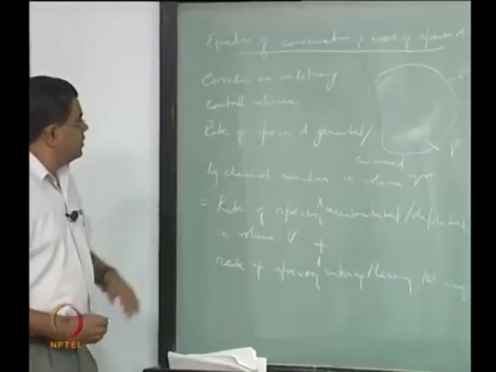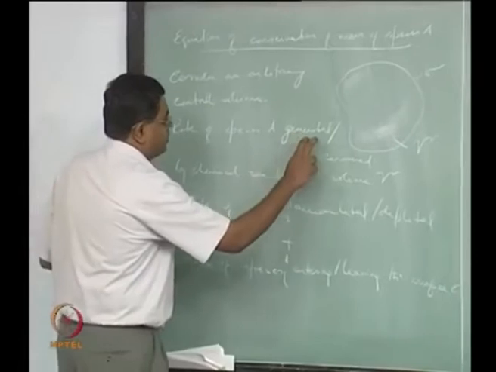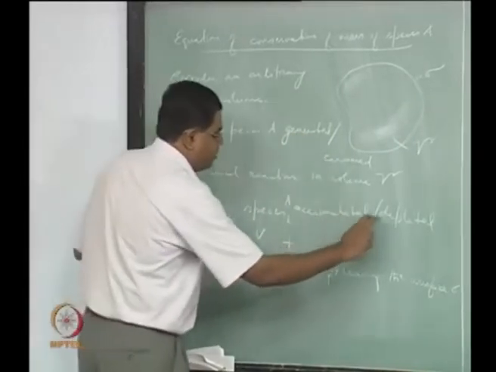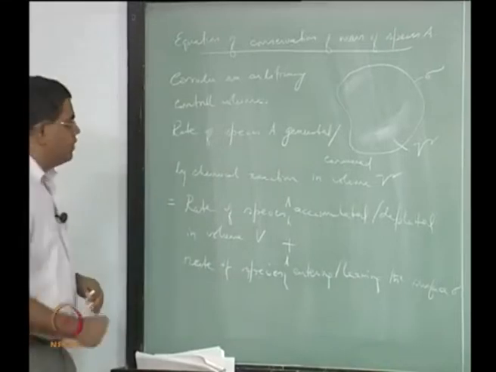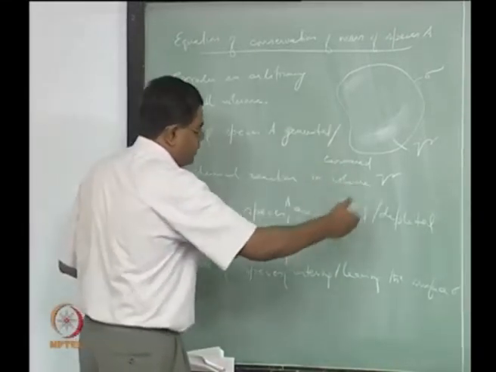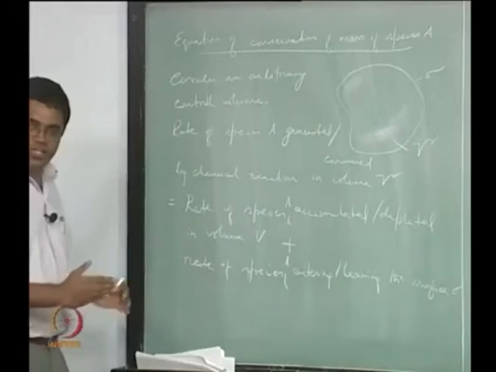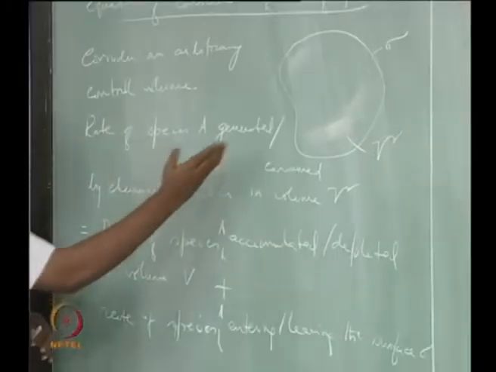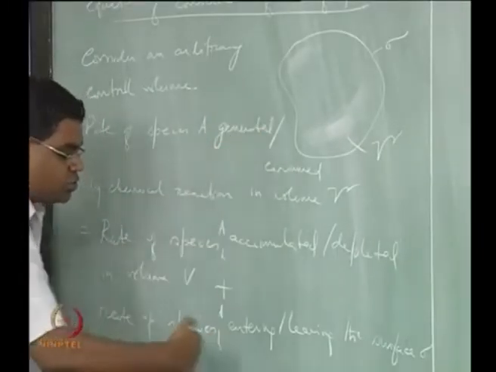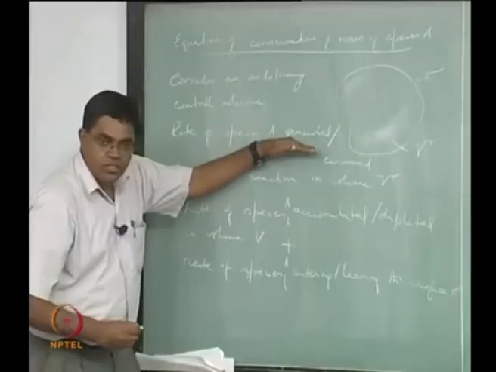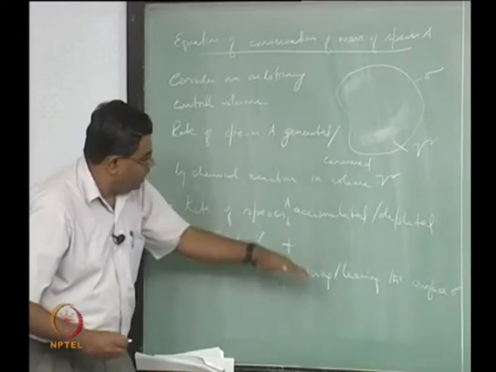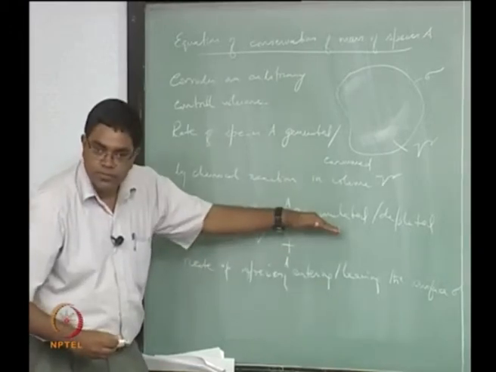So in other words, we will now see that there are these three things: generated or consumed, accumulated or depleted, entering or leaving, and you have all these things with a slash in between to say this or that, and whatever is on the left hand side of the slash should kind of go together. That is, if something is generated or entering, it will get accumulated.